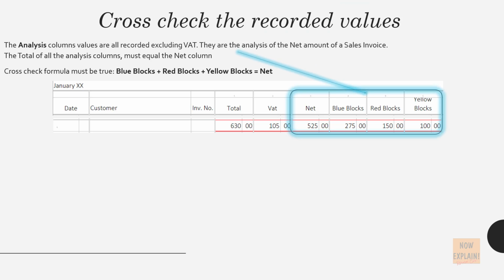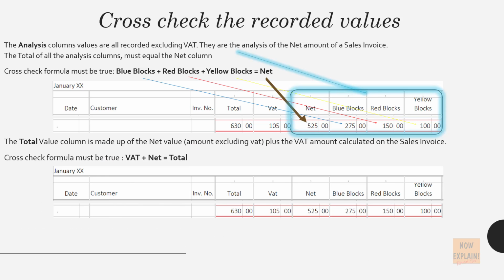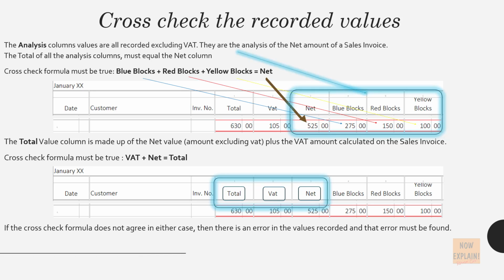Cross-check: the formula must be true. Blue blocks plus red blocks plus yellow blocks must equal the net. The total value column is made up of the net value, the amount excluding VAT, plus the VAT amount calculated on the sales invoice. Cross-check: the formula must be true. VAT plus net equals the total. If the cross-check formula does not agree in either case, then there is an error in the values recorded, and that error must be found.